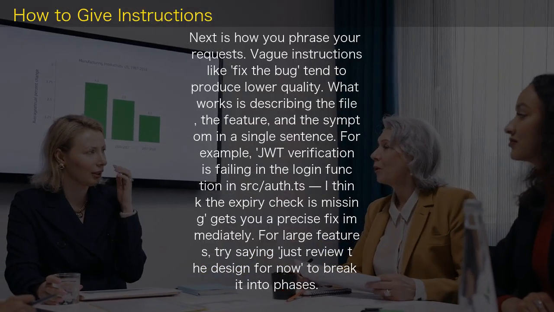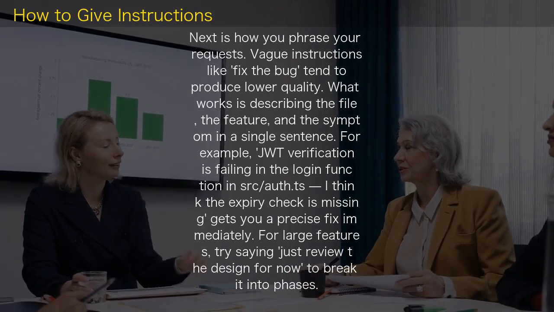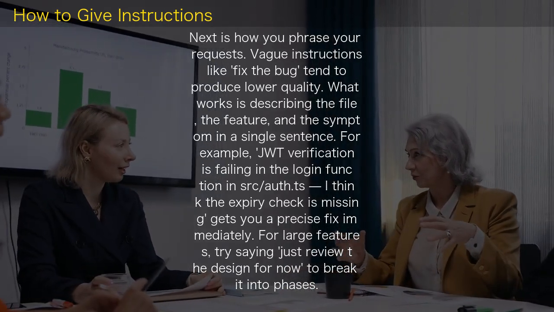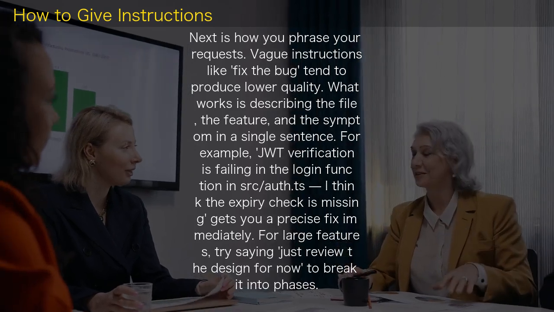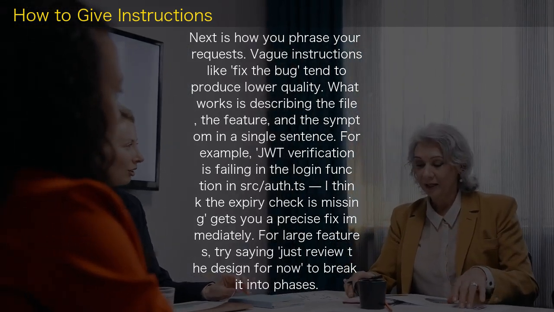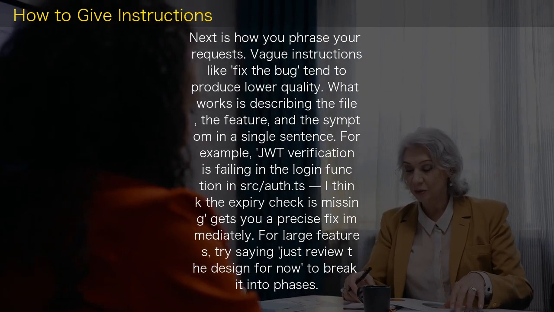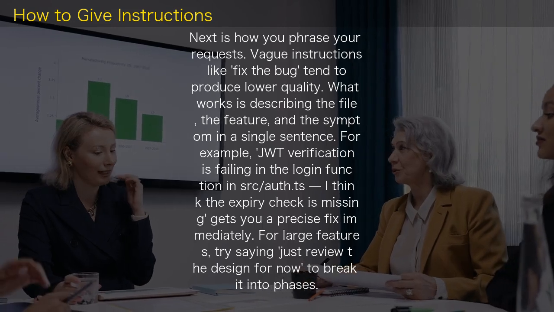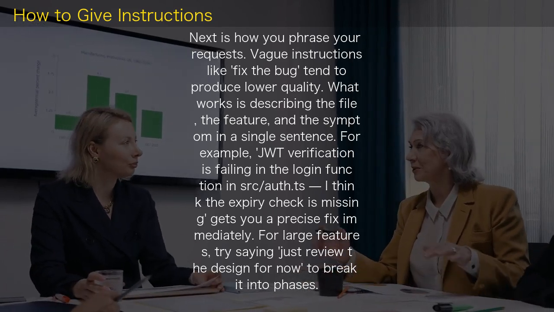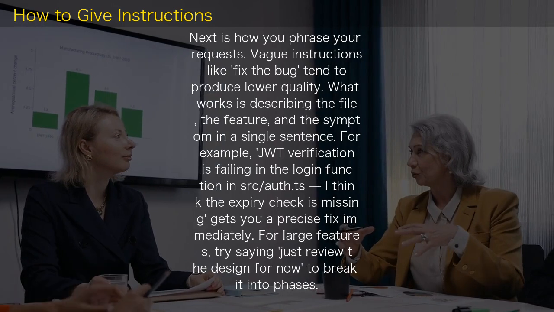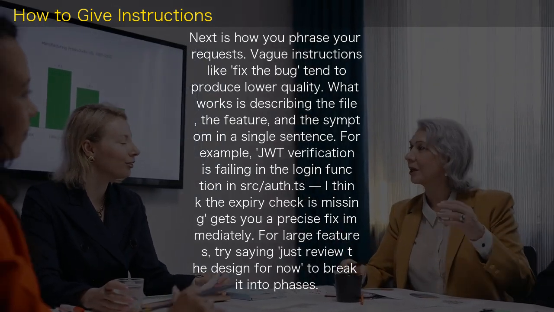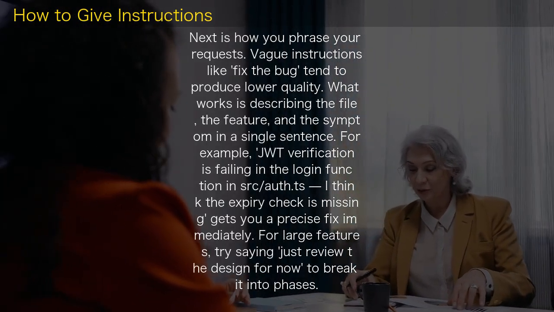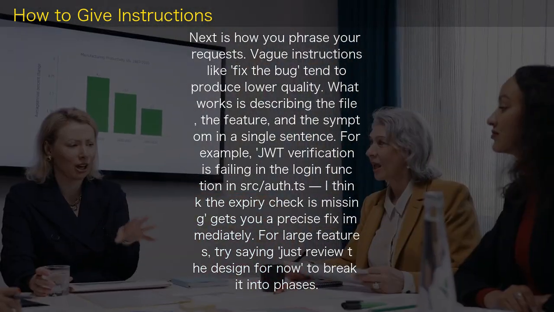Next is how you phrase your requests. Vague instructions like "fix the bug" tend to produce lower quality. What works is describing the file, the feature, and the symptom in a single sentence. For example, "JWT verification is failing in the login function in src/auth.ts. I think the expiry check is missing" gets you a precise fix immediately. For large features, try saying "just review the design for now" to break it into phases.